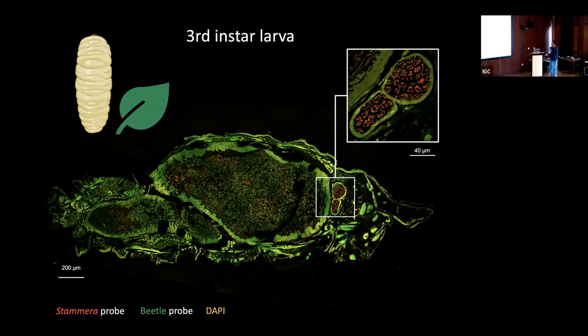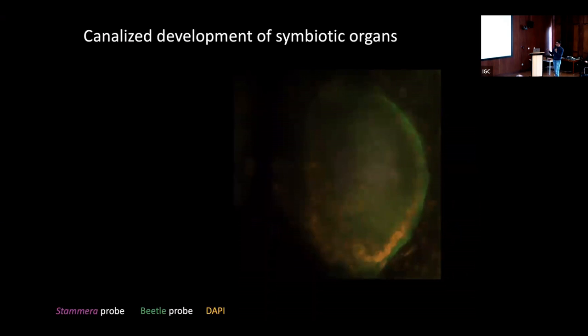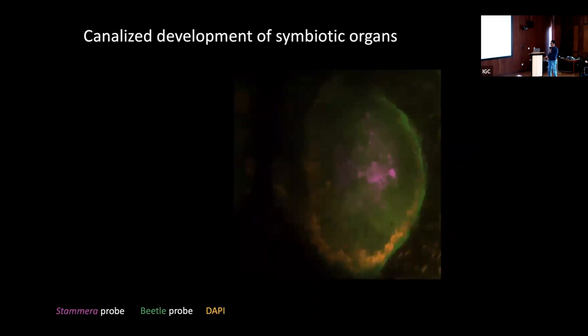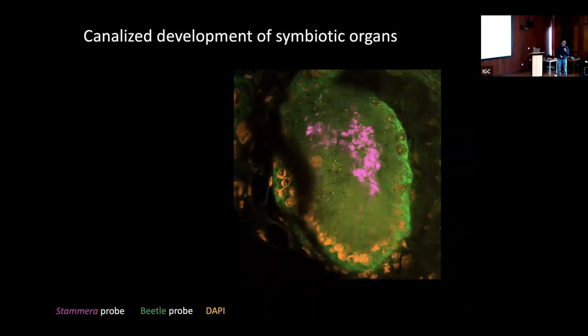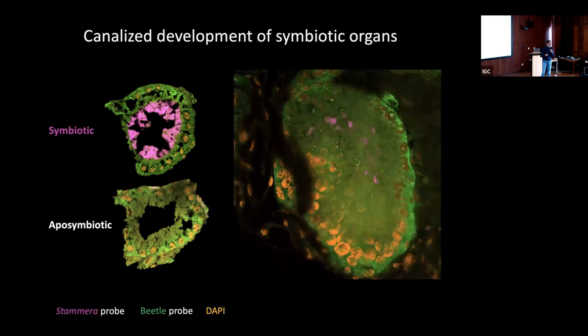This data set told us that there might be a canalization when it comes to the formation of the symbiotic organ, which is to say that this organ seems to form before the symbiont enters the beetle, suggesting that it's wired into the developmental cycle of the beetle. And so Miguel then wanted to ask whether symbiont acquisition has any effects on the formation of these symbiotic organs. And so he generated symbiotic versus aposymbiotic beetles and found that in aposymbiotic beetles, they still form symbiotic organs, but these symbiotic organs look pretty sad. They look like a deflated balloon, but they still form.